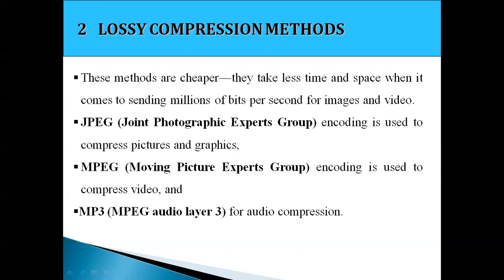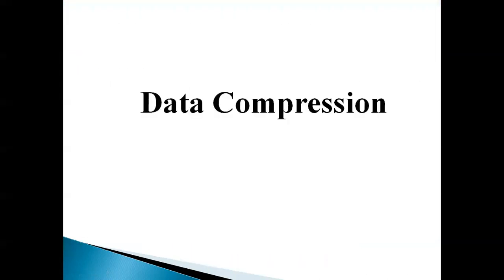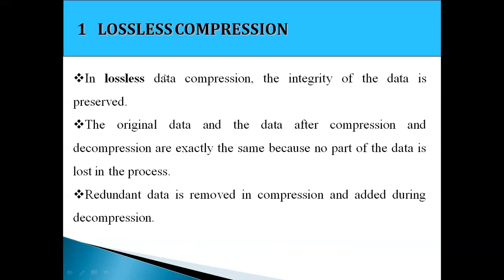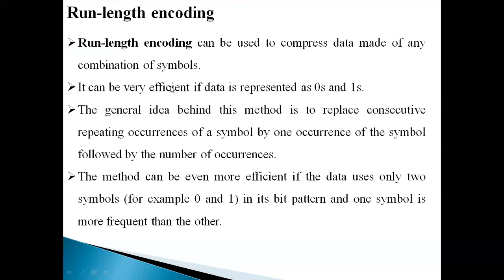Once again, repeating from the first: data compression is mainly used for the reduction of data. The different methods we follow in data compression are lossless and lossy. In lossless compression, the objective is that the original data and the data after compression and decompression are exactly the same. Here we follow one algorithm for the lossless technique, run length encoding.